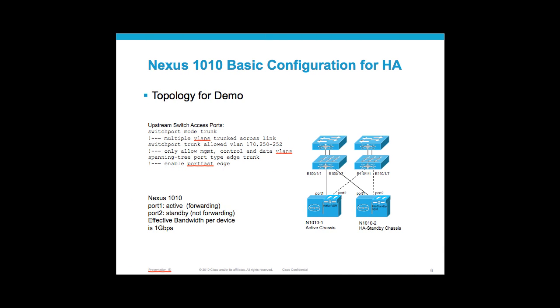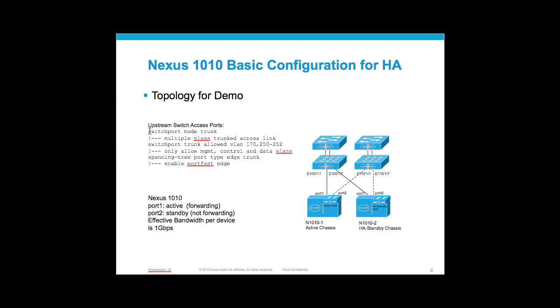So here is my specific topology for this demo. For the upstream switches, I have a pair of Nexus 5000s, and each of those 5000s has a Nexus 2000 fabric extender. Port 1 and port 2 on Nexus 1010-1 are connected to Ethernet 100/1/1 on switch 1 and Ethernet 110/1/1 on switch 2. Nexus 1010-2 is connected to Ethernet 100/1/7 on switch 1 and Ethernet 110/1/7 on switch 2.